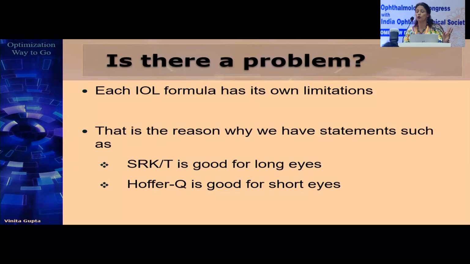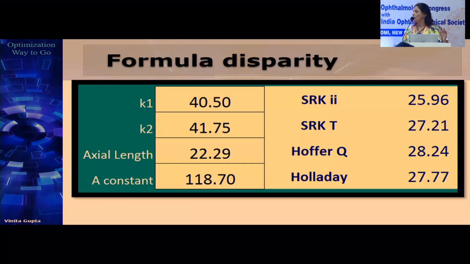Yes. Each formula has its own limitations. There are statements that SRK/T is good for long eyes, Hoffer Q is good for short eyes, but are these the correct statements? Because even with these formulas in those appropriate eyes, we'll end up with refractive surprises. And this is one example which shows you that with the same readings of your basic keratometry and axial length, and using 4 different formulas, you'll have so much variation of the IOL power calculation. So this is the reason we are landing up with refractive surprises despite our best efforts of doing the best measurements and the best IOL power formula which we have incorporated and used.